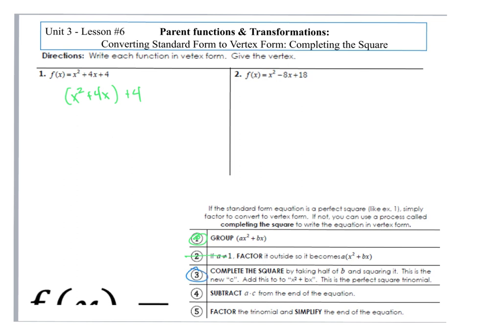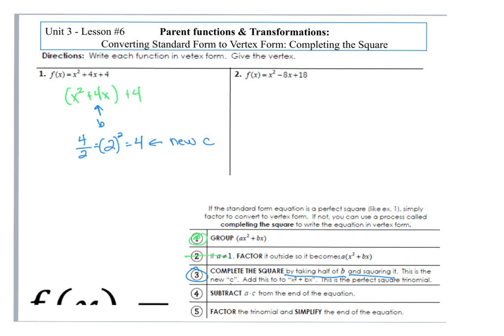It says take half the b value. Well, my b value is 4. So we're going to take 4 and take half of it, which means divide it by 2. So that equals 2. And then we're going to square that number. So 2 squared is 4. Because again, I just take half of b and square it. That's what we did. This is the new c value, okay? 4 is the new c value.